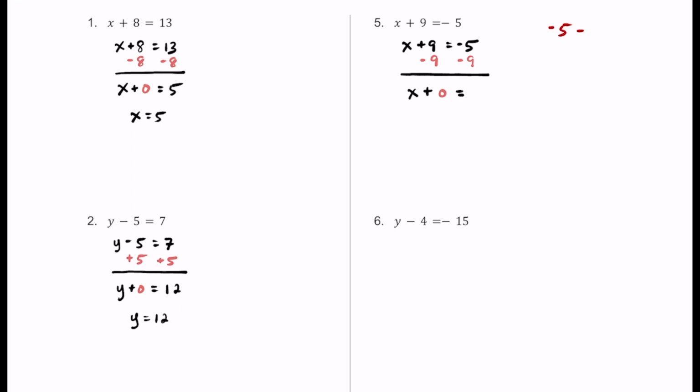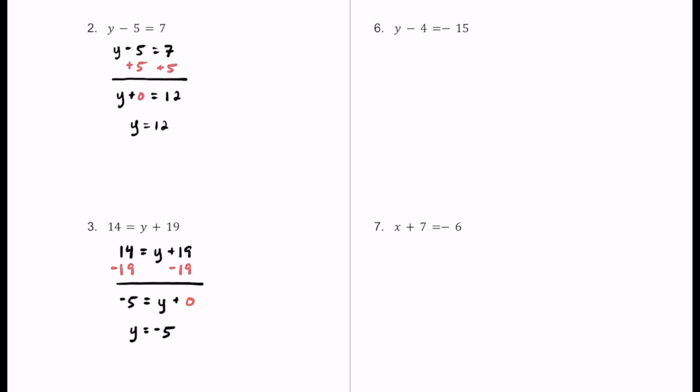So negative 5 take away 9. Keep in mind that that's the same thing as negative 5 plus negative 9. If you keep change flip, or keep change, okay? So remember, when you're subtracting, you can just add the opposite. So negative 5 plus negative 9 is going to be negative 14. Okay, so just writing that out to be super clear. And so x should equal negative 14. Let's see, for number 6, we have the equation y minus 4 is equal to negative 15.